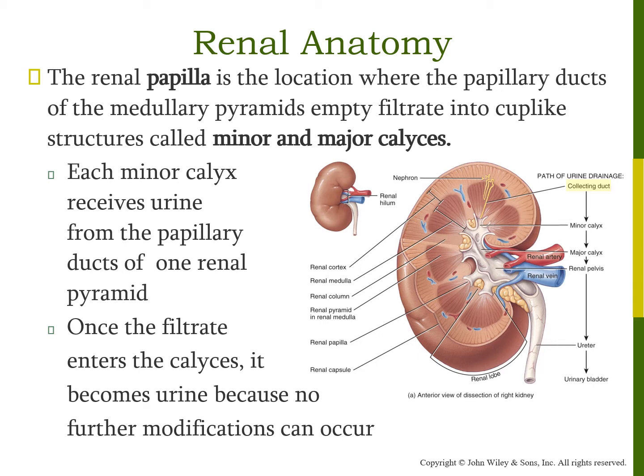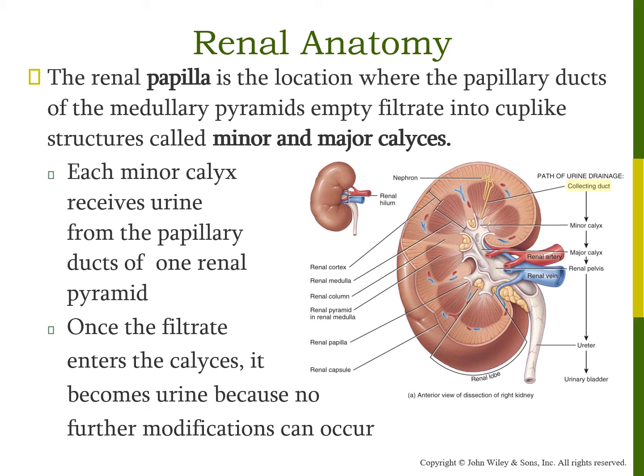Now, there are smaller ducts within the kidneys called collecting ducts, which collect filtrate from several of the filtering units, which are called nephrons. The collecting ducts merge to form the papillary ducts, which then drain filtrate out of the medullary pyramids into first the minor calyces. Each minor calyx receives urine from the papillary ducts of one renal pyramid. Then the minor calyces drain into the major calyces.